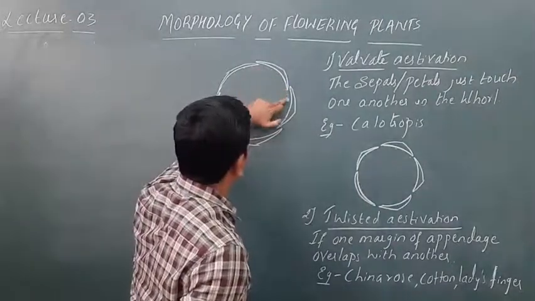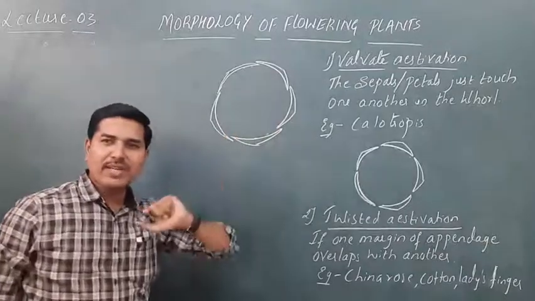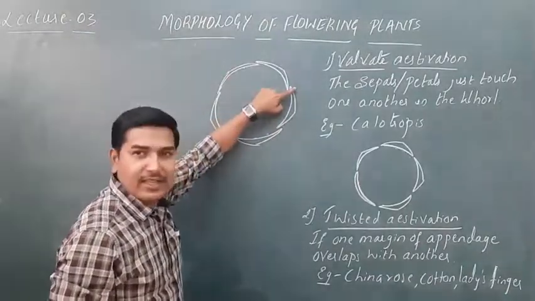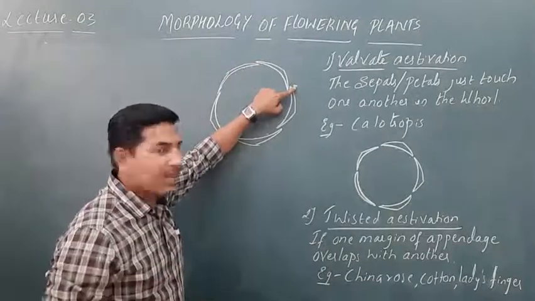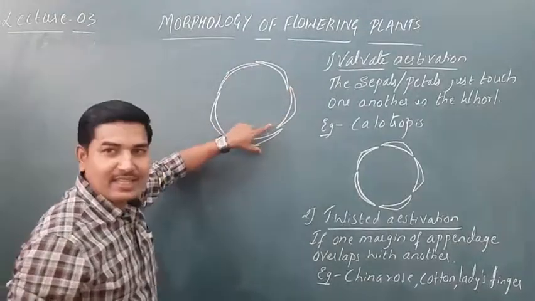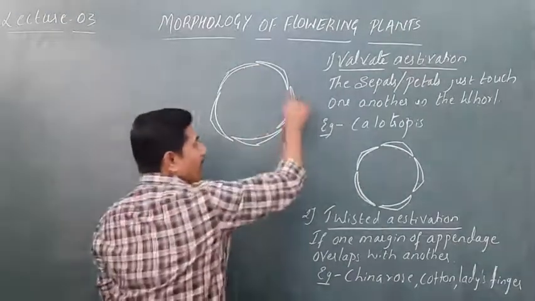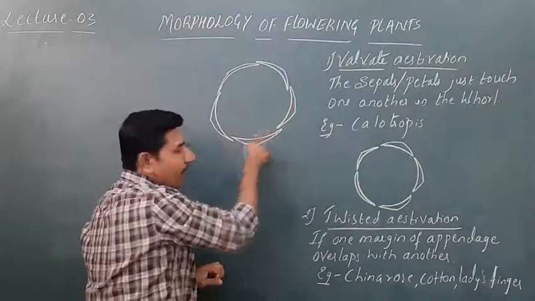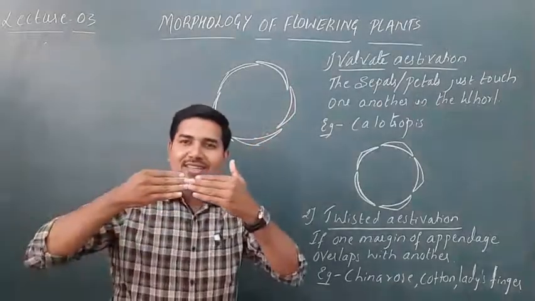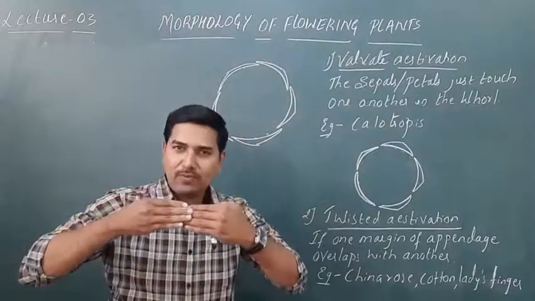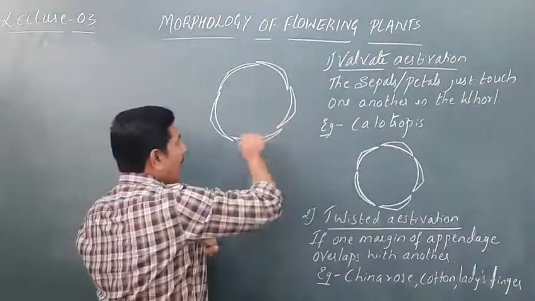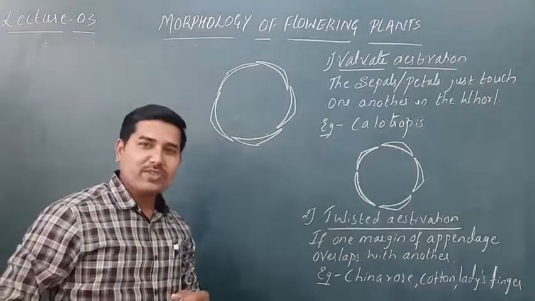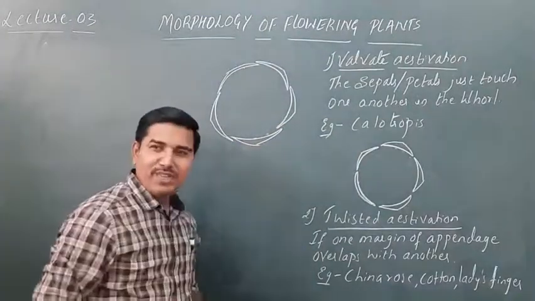What do we observe? Look at how the sepals and petals are arranged. One part is outside, the other part is inside. This is the second sepal or petal. One part is outside, one part is inside. So one floral appendage, this is another. So there is overlapping. Overlapping means not exactly touching; one overlaps on the other. When it is overlapped like this, this type of aestivation is called twisted aestivation.